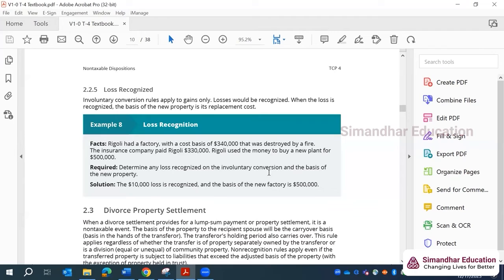Because I have a loss, I am going to recognize the loss immediately. And my purchase of the new plant for $500,000 is going to be a separate transaction. So my basis in the new factory is going to be my purchase price of $500,000. Are we all clear?